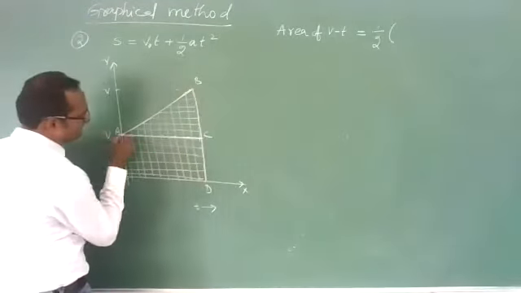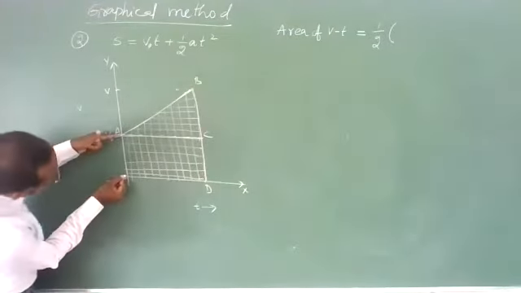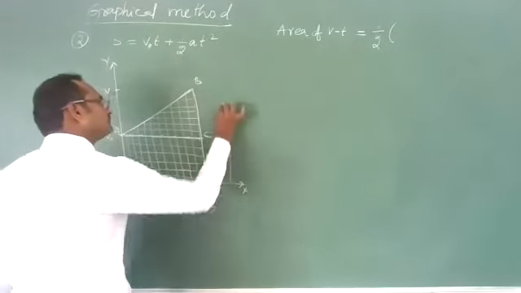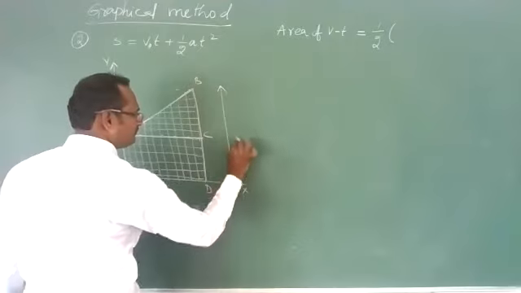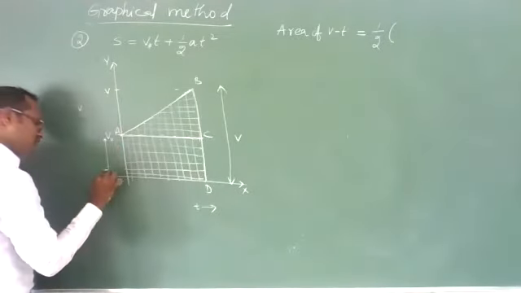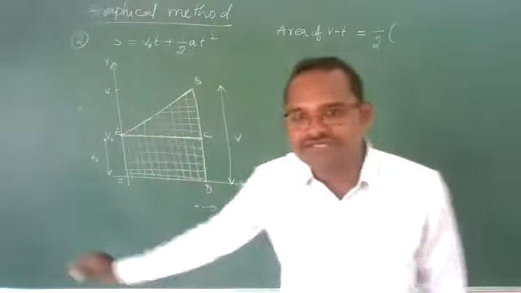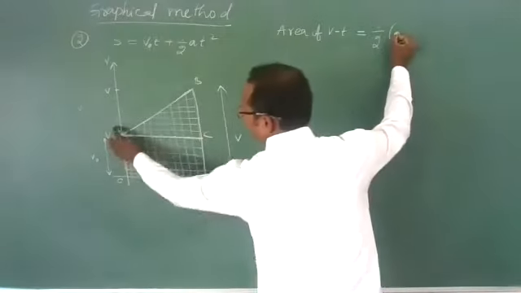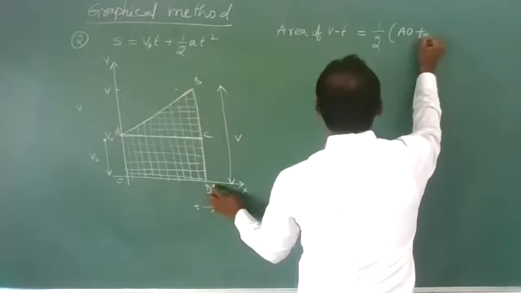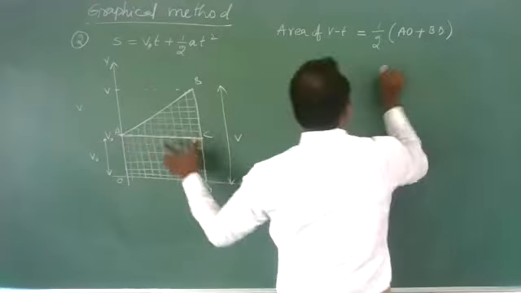This is the height. One parallel side is this, another parallel side is this. This total value is V0. This value is V0. This value is V0. So the formula for the area of this trapezium is half into the sum of the parallel sides, AO plus BD, into the height, which is AC.